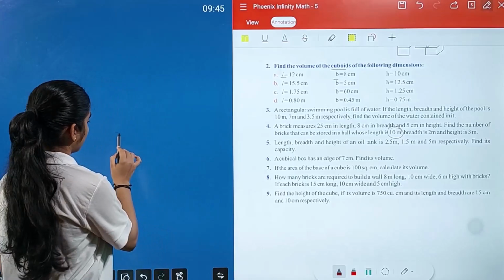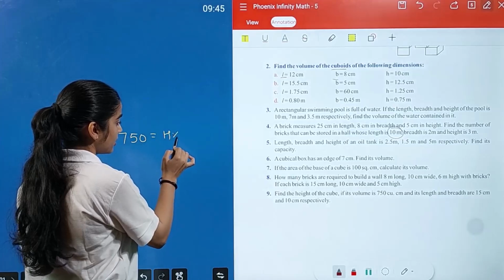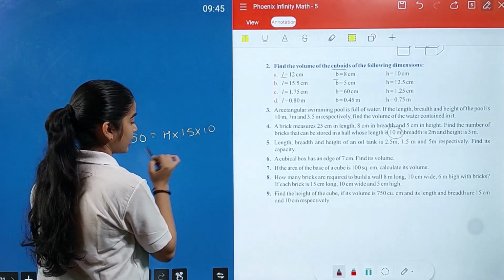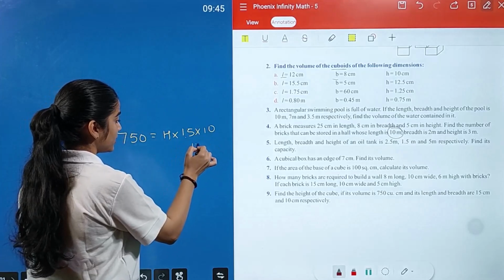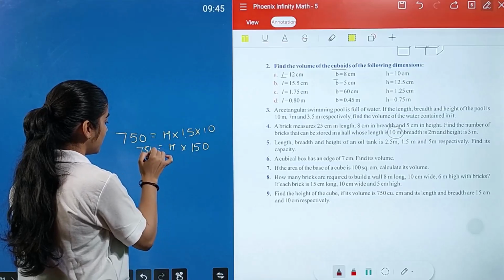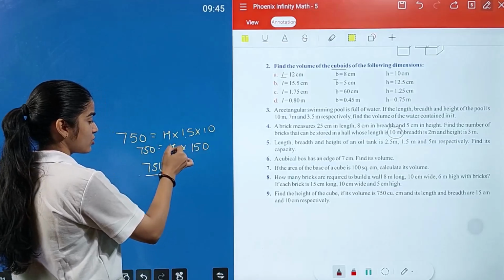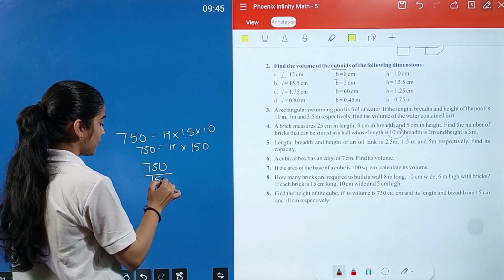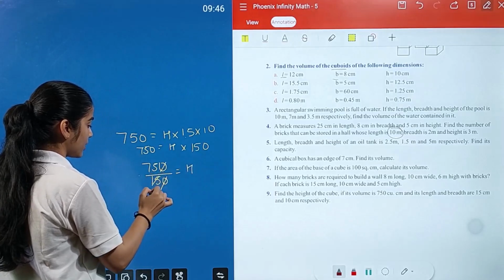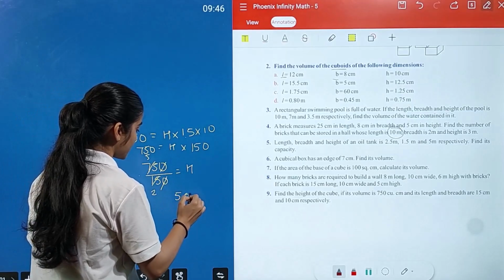The volume we have is 750, height is missing, length and breadth are 15 multiplied by 10. So 15 multiplied by 10 is 150, multiplied by height is equal to 750. Now if we change the side of 150, then this multiplication will be converted into division, that is equal to height. 0 is cancelled out with 0. Here we have 1, here we have 5. It means height is equal to 5 centimeter.